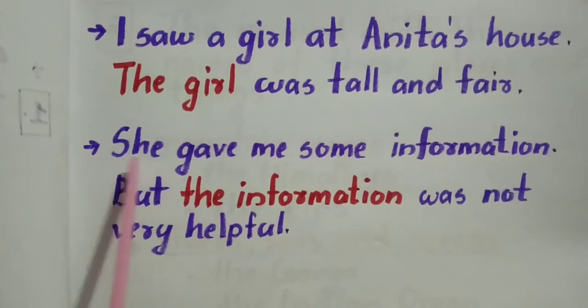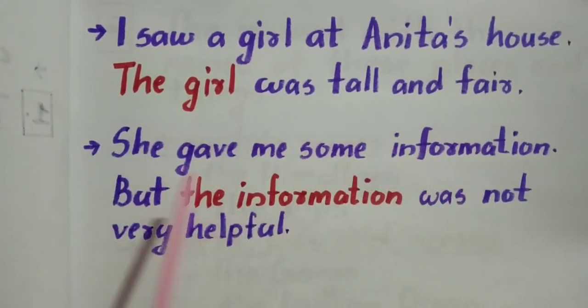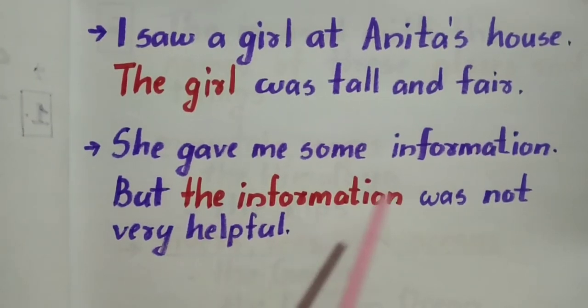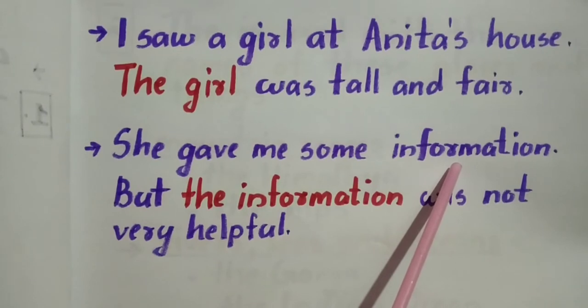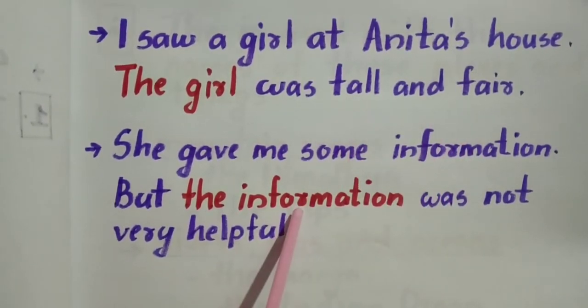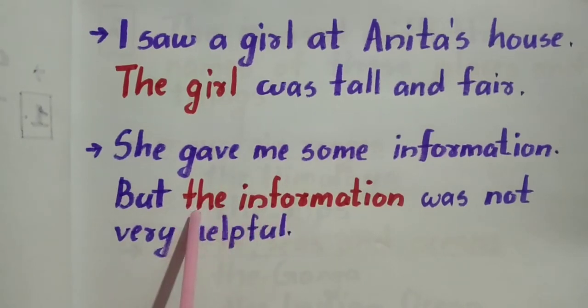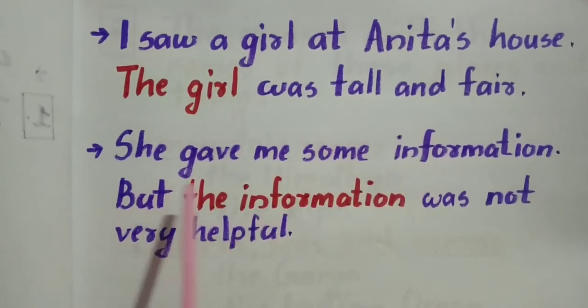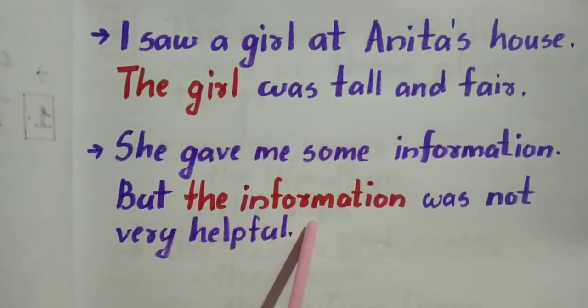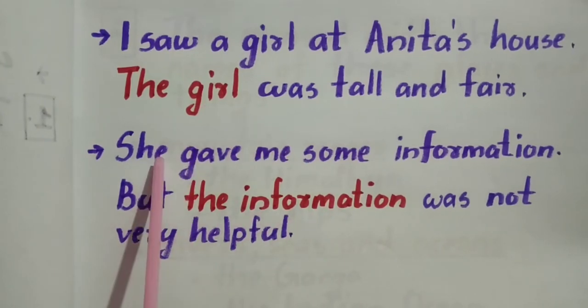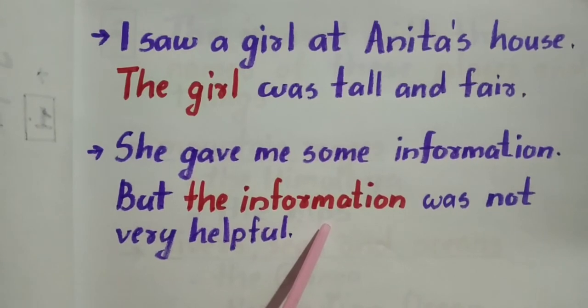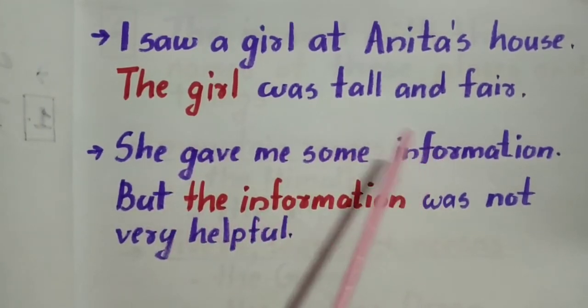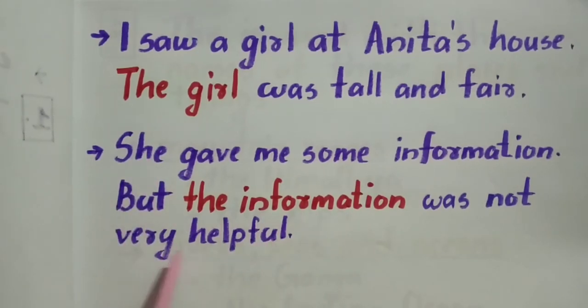Another example, she gave me some information, but the information was not very helpful. Again we are repeating the noun. First sentence we use the noun information. In the second sentence as well we are repeating the same noun, so we are using the. The meaning, she gave me some information, but the information, that particular information that was given by her was not very helpful. Not any other information, but that particular information that I got from her was not very helpful.